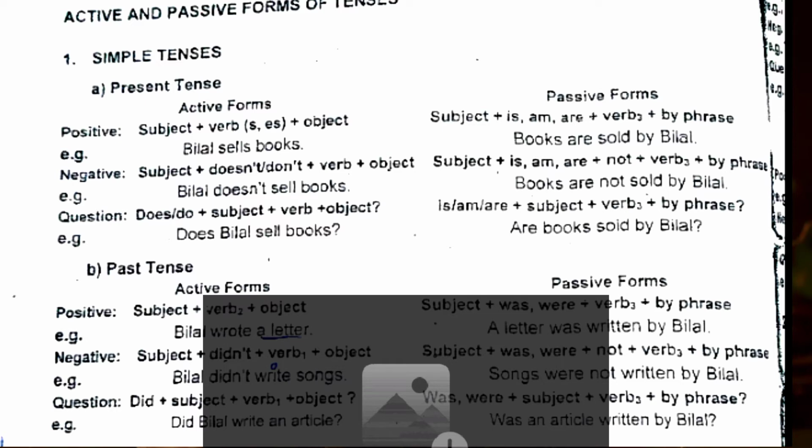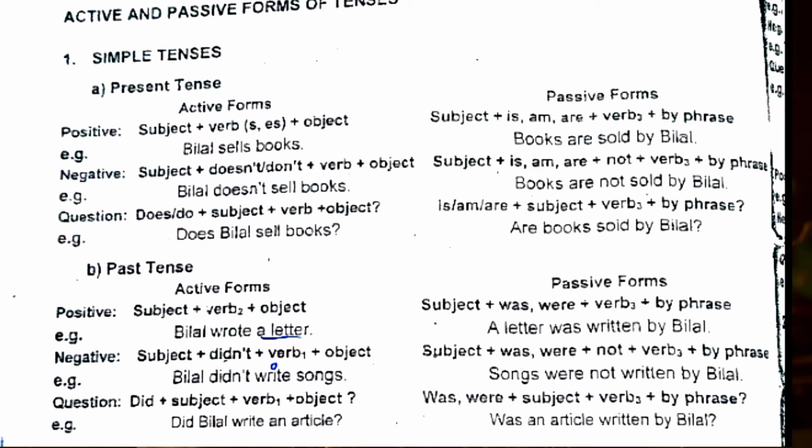Books are sold by Bilal. The subject goes to the object's place and the object comes to the subject's place. Both change places, and we put a helping verb according to the tense, and then we use the third form of the verb, and then the by phrase and then the object.